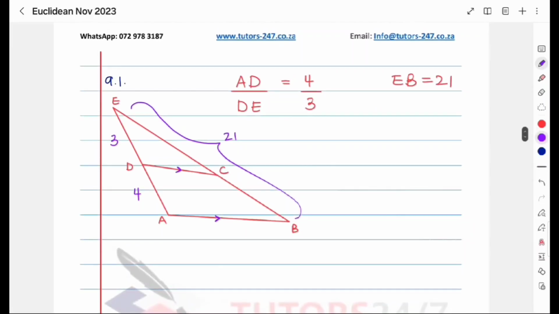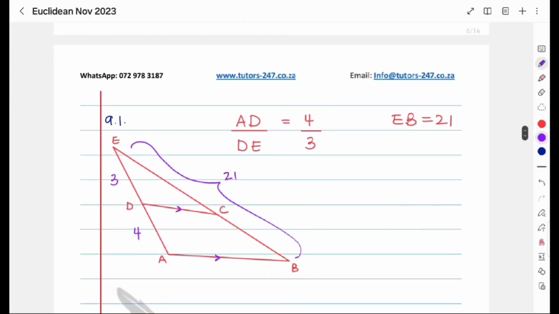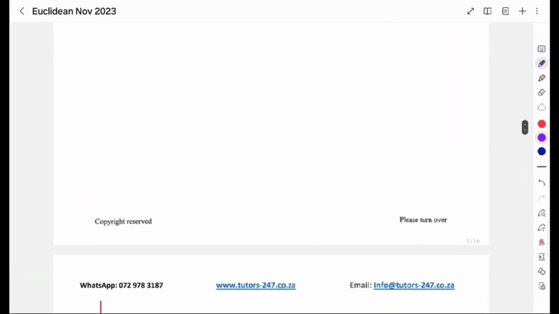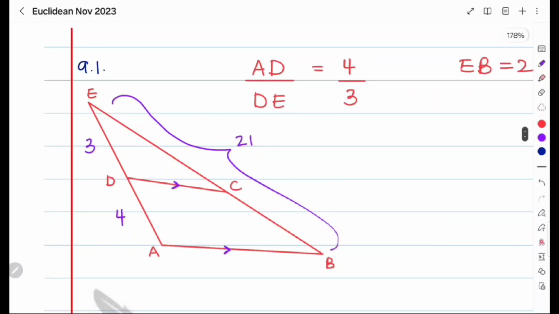Before we continue, let me just double check my triangle because I think the C was supposed to be an F. Let us have a look. Yes, it is. It is supposed to be an F, not a C.